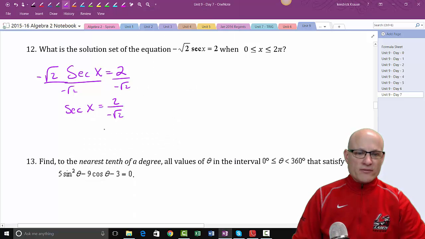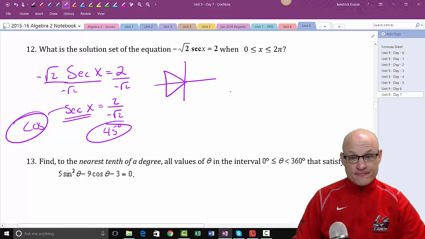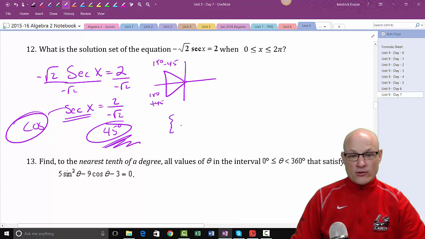So 45 degrees. Now, this is secant. Secant goes with cosine. It's its reciprocal function. And cosine is negative on the left side, and so is secant then. So I need two reference angles of 45 degrees, but I need them in the second quadrant and the third quadrant. So 180 minus 45 and 180 plus 45. And I hope you're getting good now. You know that's 135 and 225.